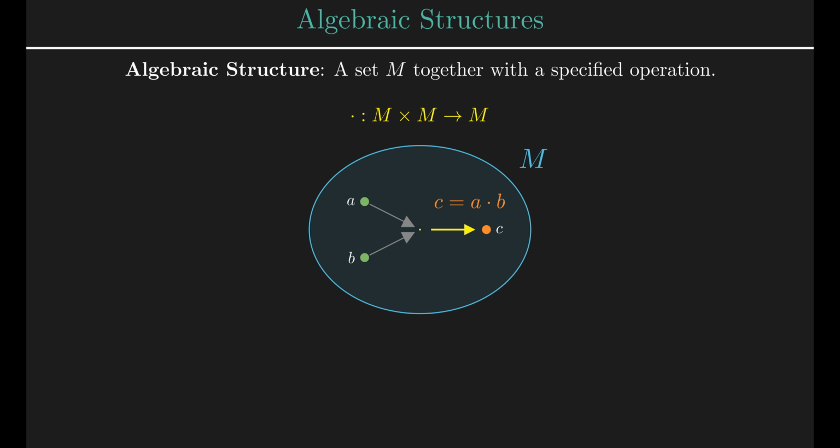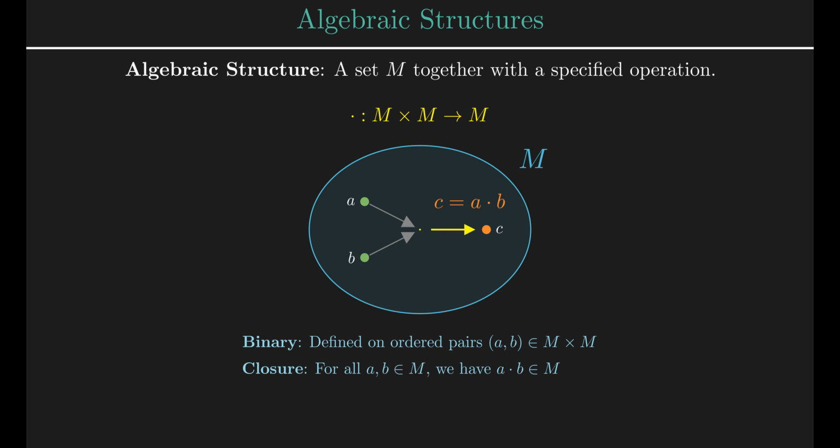For this structure to be valid, 3 key properties must hold. First, it must be binary. It acts strictly on ordered pairs. Second, and most importantly, closure. The result C must remain inside the set M. It cannot fall outside. And third, it must be well-defined. Every pair of inputs must produce exactly one specific result.